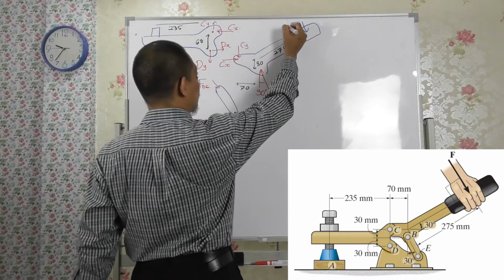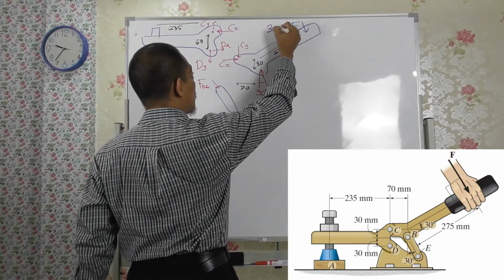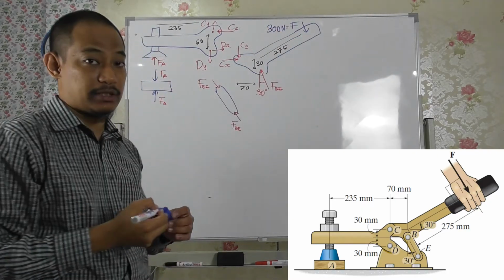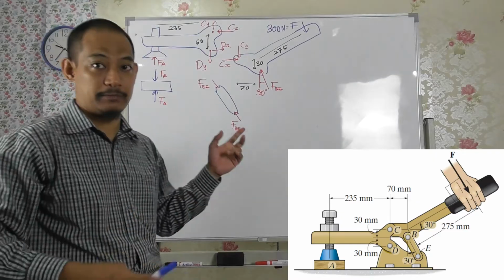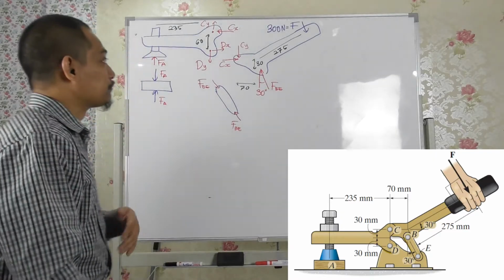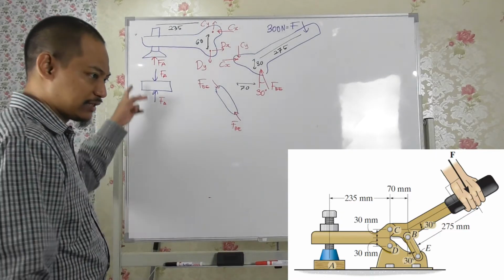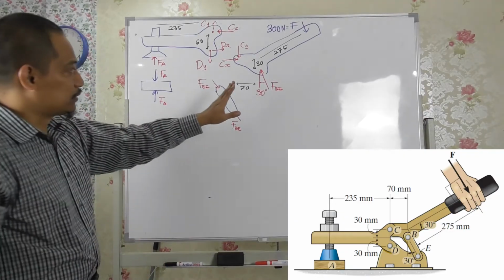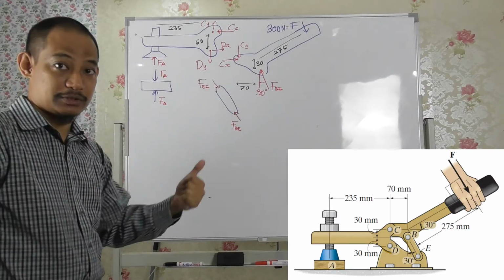So this F here is equal to 300 Newton, right? So in the free body diagram, the known force must also be labeled. The number must be there, right? What else? The rest is unknown, right? So all the angles and dimensions must be there as well.